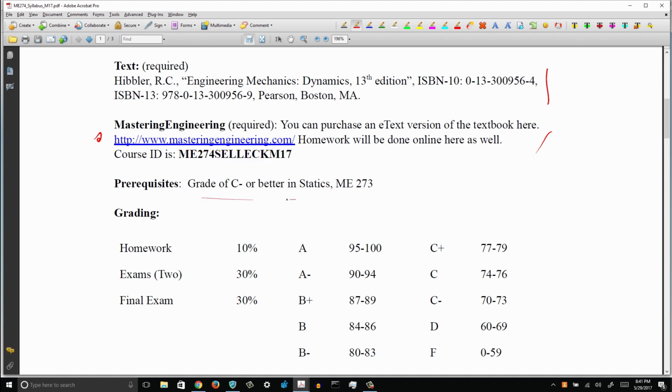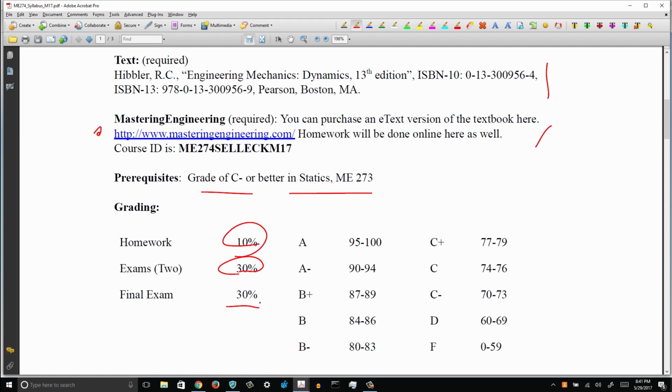Prereqs are a grade of C- or better in statics, ME 273. Homework's worth 10%. There's 2 exams during the semester, each worth 30%, and the final exam worth 30%.